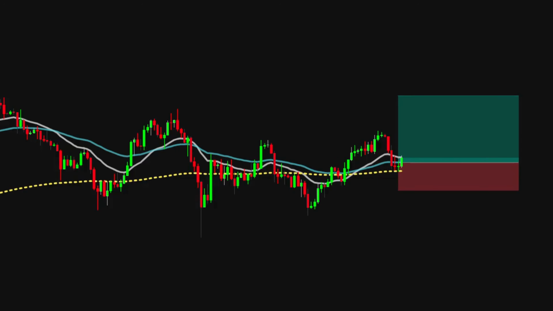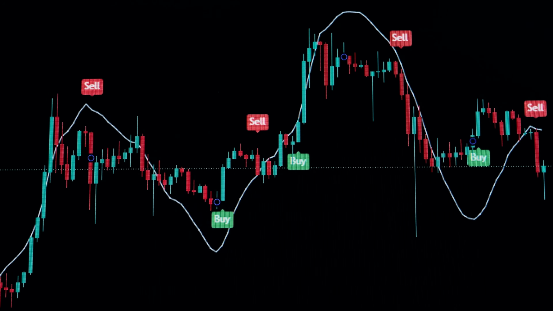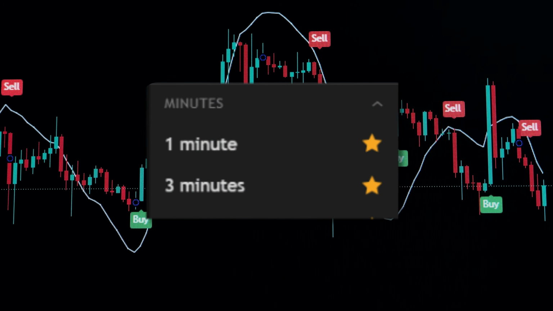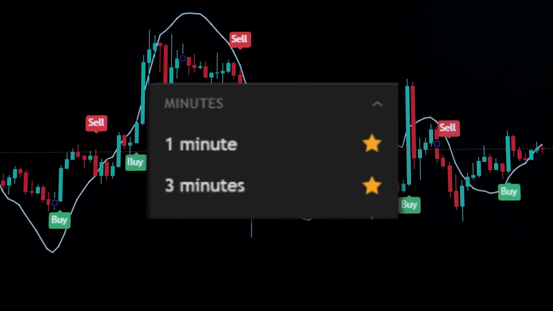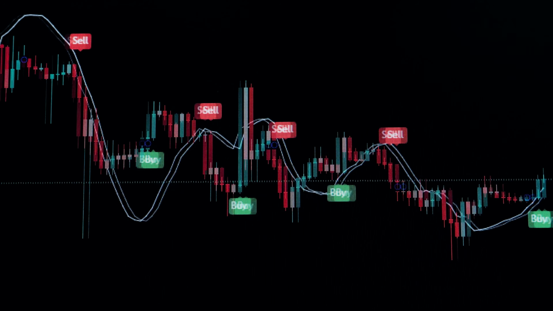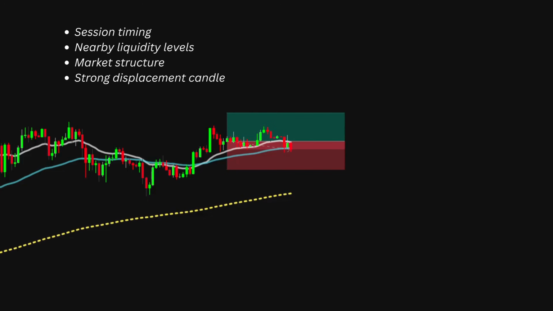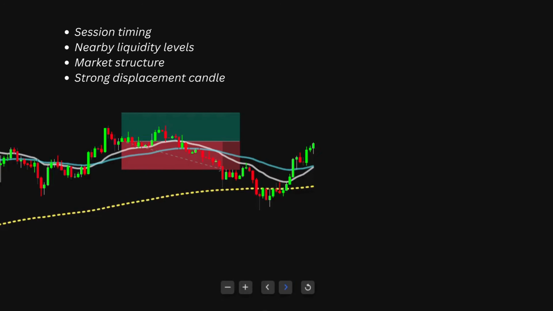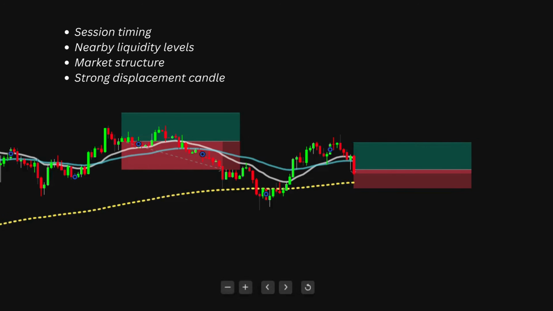This is ideal for intraday and swing traders who want structure, patience, and fewer but higher quality trades. For scalpers, the strategy can be applied on the 1-minute and 3-minute time frame, but with caution. Lower time frames amplify noise, meaning EMA crossovers occur more frequently and can fail without warning. Because of this, scalpers must use additional confluences such as session timing, London or New York, nearby liquidity levels, market structure, or strong displacement candles to confirm entries. Without these extra filters, EMA crossover becomes guesswork.